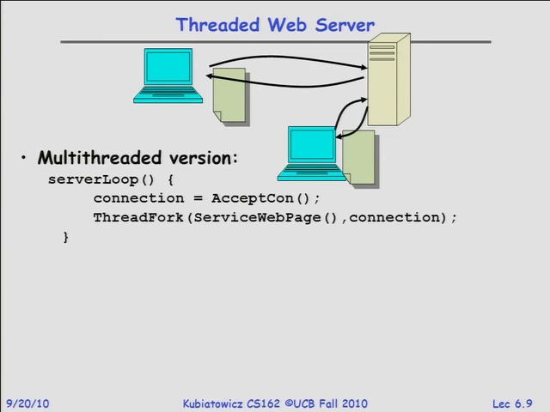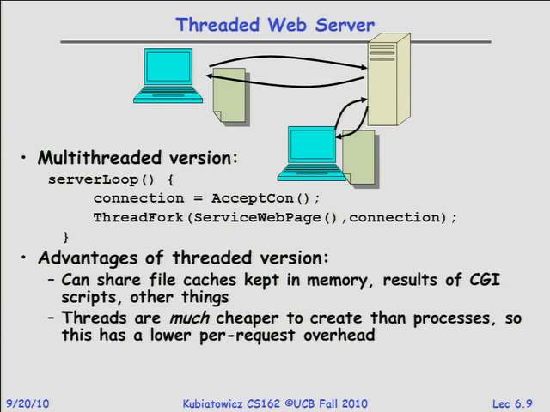Now, so the advantage of this threaded version, you can share files. So by the way, these are threads in a process, right? So the process has the address space, multiple threads can share the files. Maybe the results of CGI scripts can be cached if you're careful. That's a little tricky to do correctly. And threads are much cheaper to create than processes, so probably you'd want to use threads here. You wouldn't want to be creating a new process for every incoming connection. Although, by the way, early web servers did that, but that's very expensive.